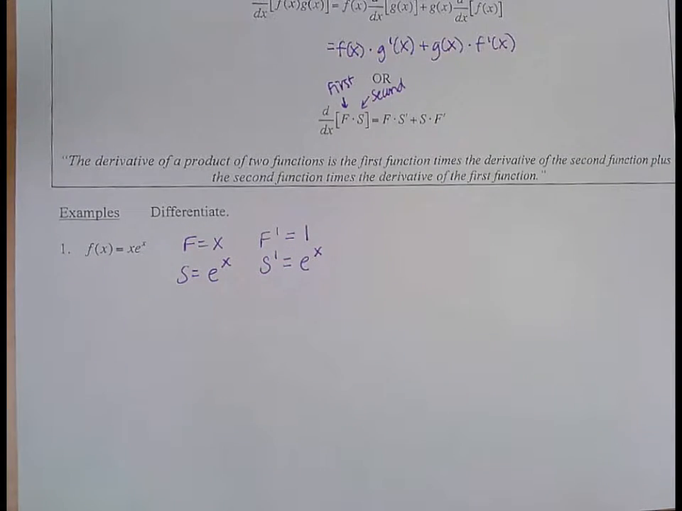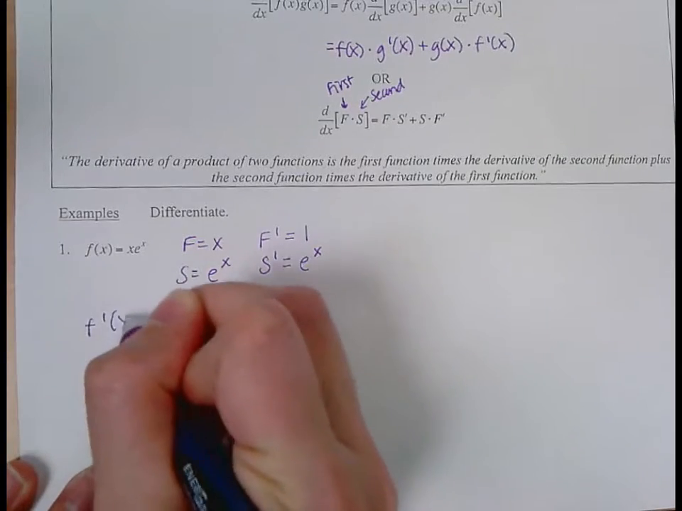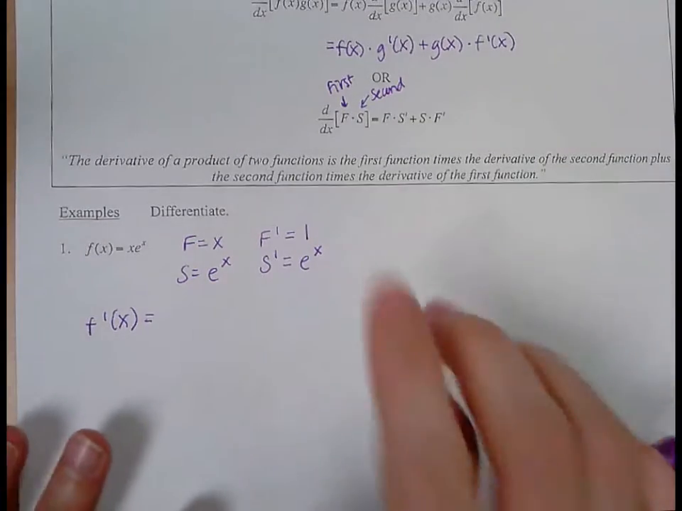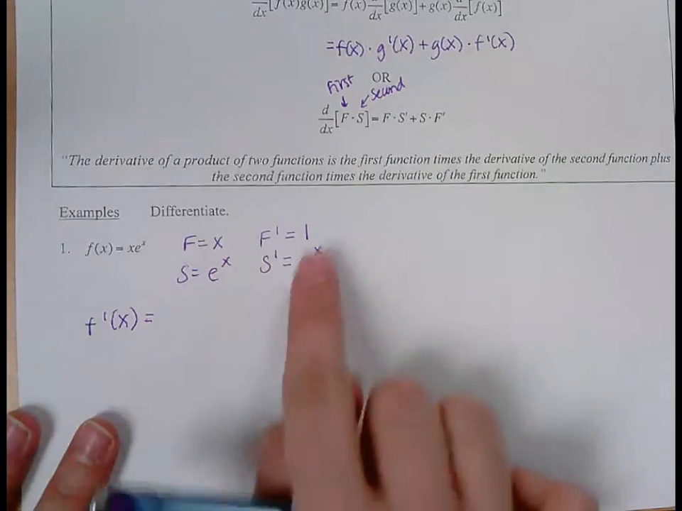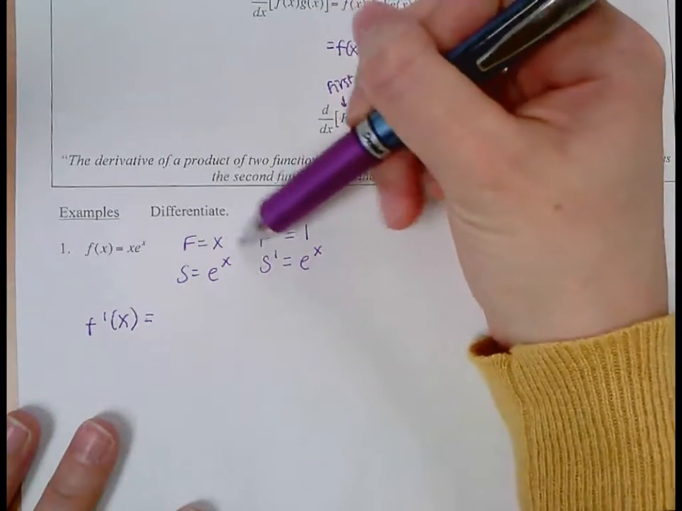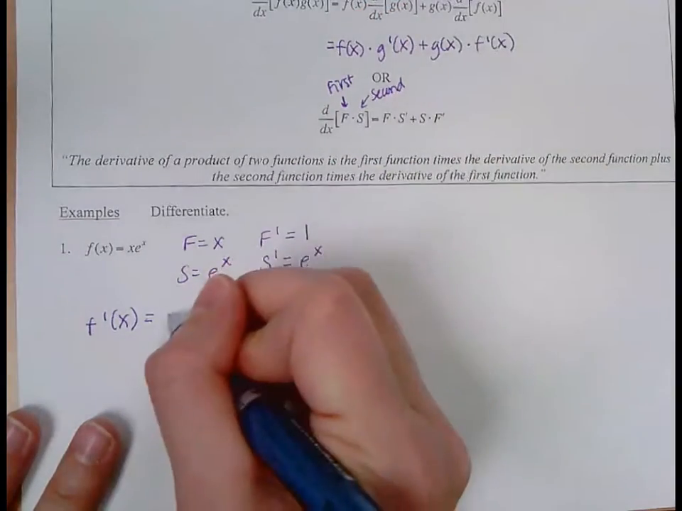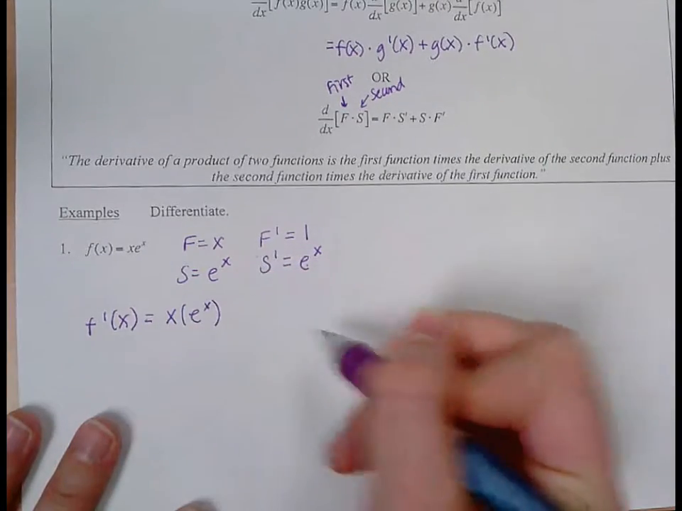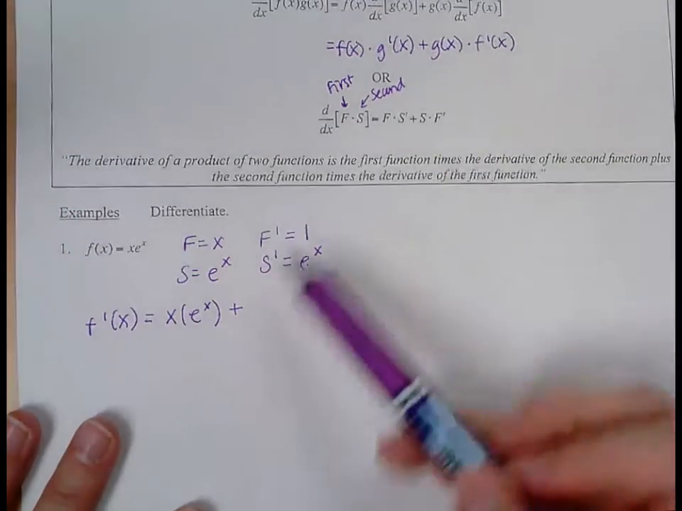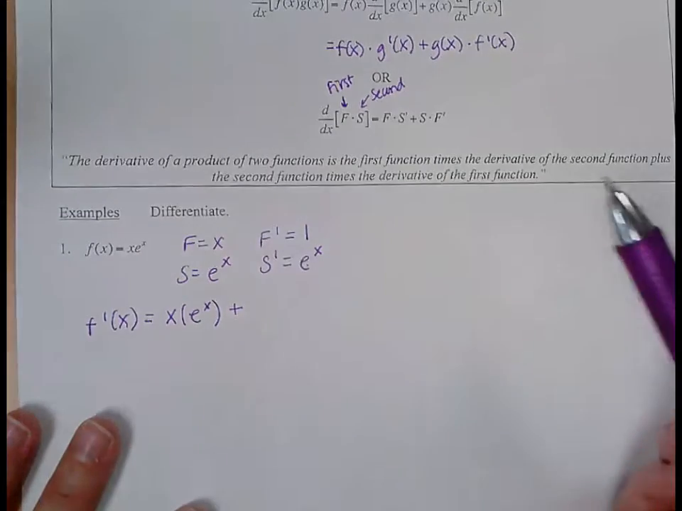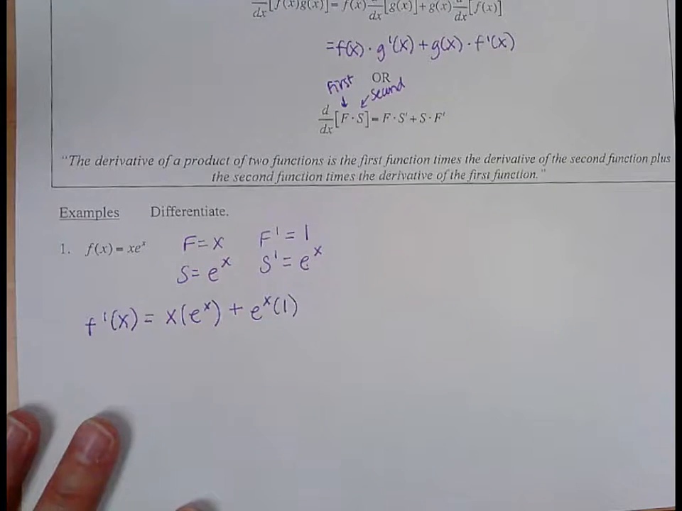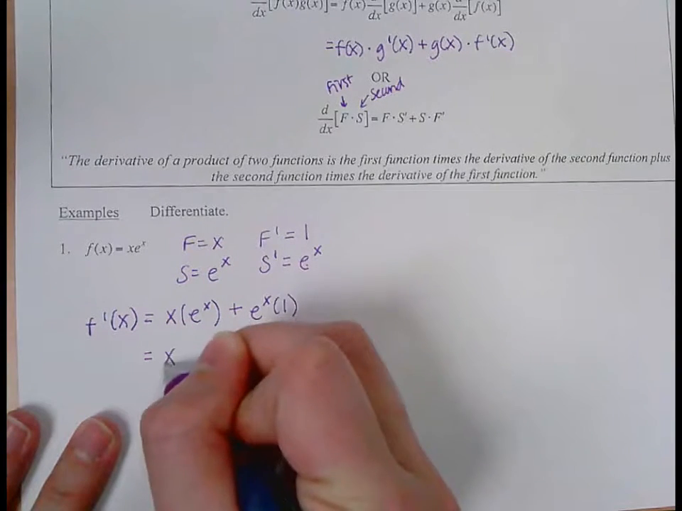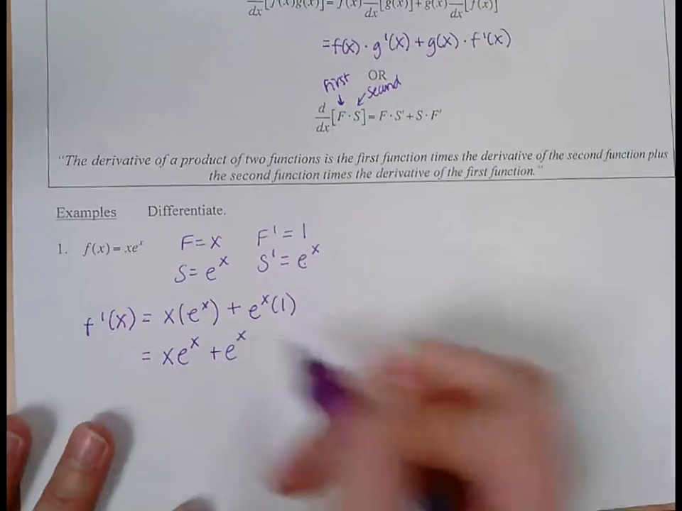So now putting this together in the product rule, f prime of x is, and the rule is up above, f times s prime. So if you set it up this way, it's this diagonal here. So f times s prime is going to be x times e to the x plus s times f prime, that's the other diagonal product here if you set it up this way. So e to the x times 1. And then you just simplify. So x e to the x plus e to the x is your derivative.